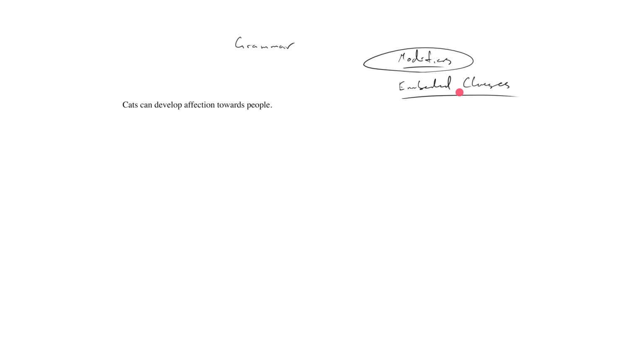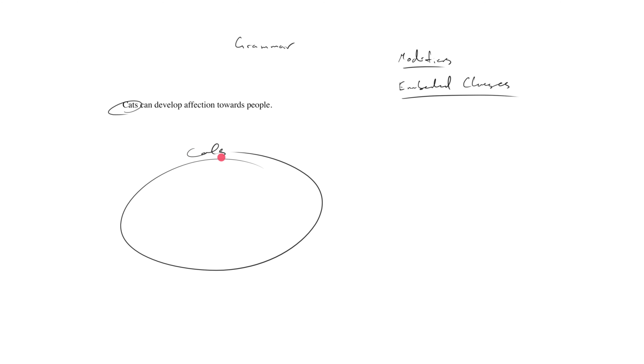Starting with modifiers. You can think of modifiers as adjectives. Notice this sentence is about cats. It didn't say what kind of cats. It just says cats can develop affection. So the sentence is just making a claim about the entire set of cats, all the cats in the world. Each one exists as a dot, as a member in this set. The sentence is just saying, of all of those cats, there's a potential to develop affection towards people.